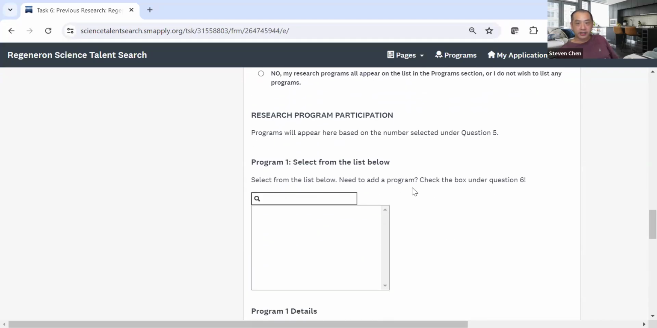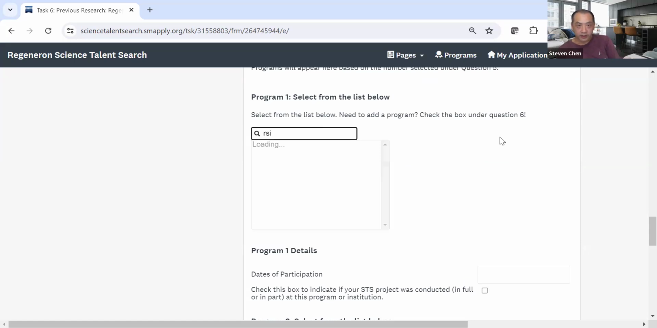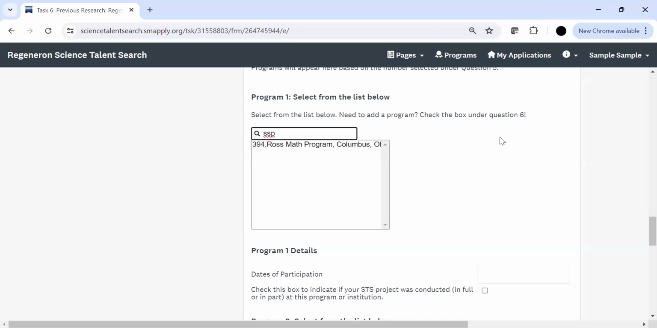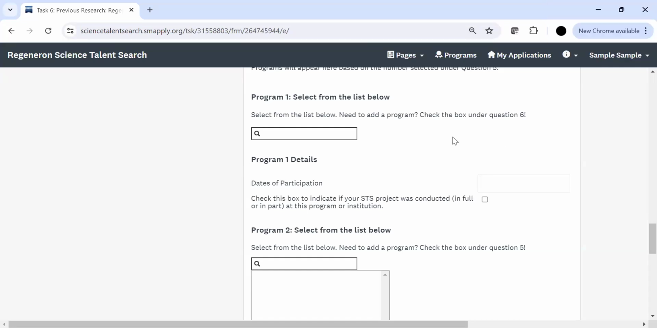For instance, here, it pops up a list of additional questions you must answer, right? For instance, for program one, which one did you choose? So for instance, here we have the link, right? Into the choose. You see, you put RSI, right? Some other people put SSB, right? So you see, actually, in their system, they have already saved some prestigious summer programs. Okay. Sounds good.